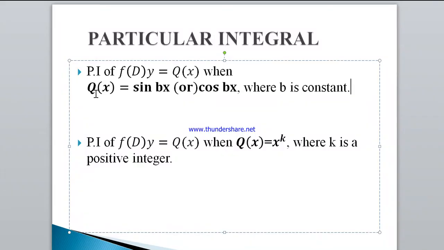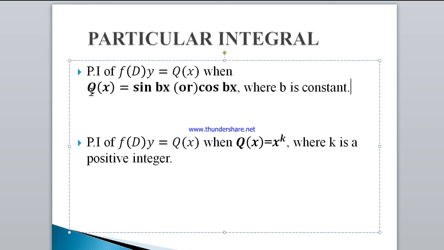Hello everyone. Today I am going to explain the particular integrals of two types. First one is the particular integral of f of D into y is equal to Q of x, when Q of x is equal to sin bx or cos bx, where b is a constant. Next, the particular integral of f of D into y is equal to Q of x, when Q of x is equal to x power k, where k is a positive integer.